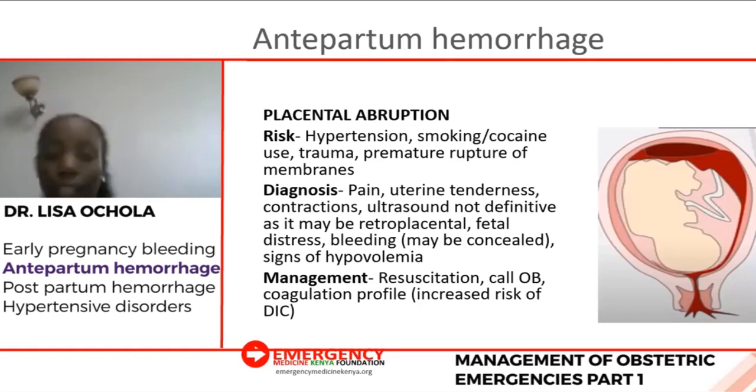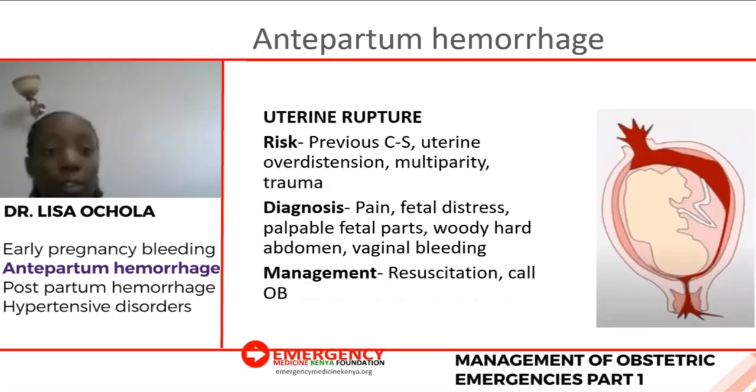So in such cases, again, management, resuscitation is important. Call OB because those are usually emergencies. You want to do an emergency CS. And these mothers are at an increased risk of DIC. So it's important to do a coagulation profile at the same time.